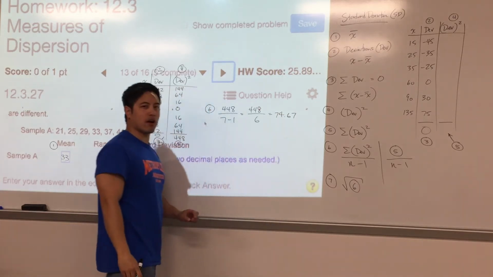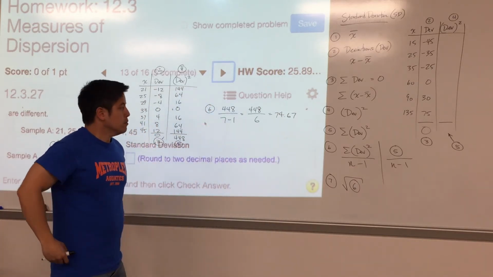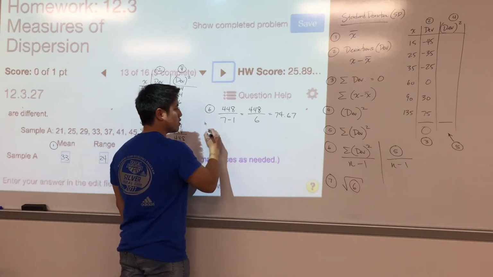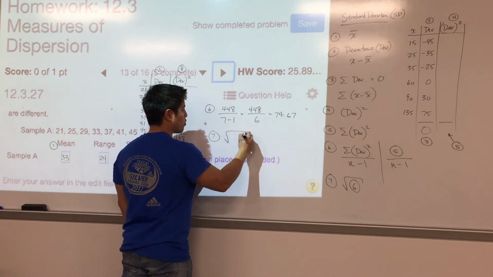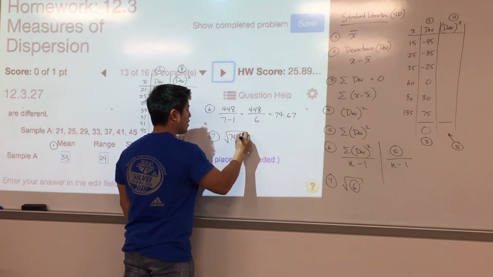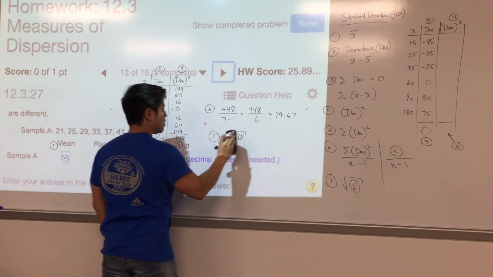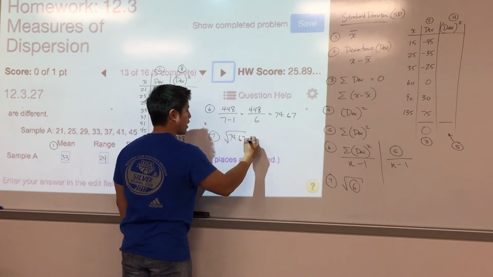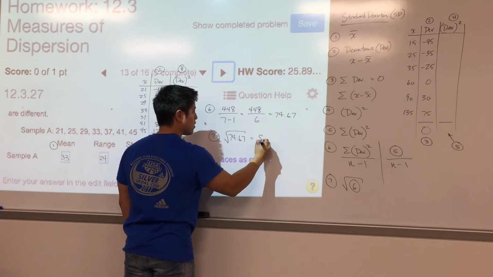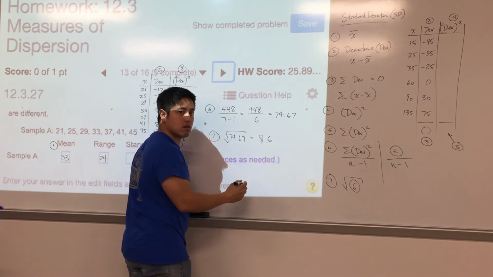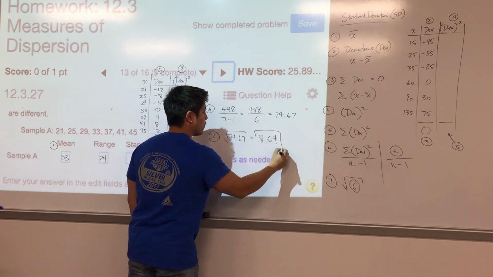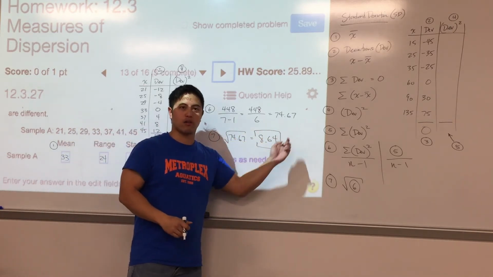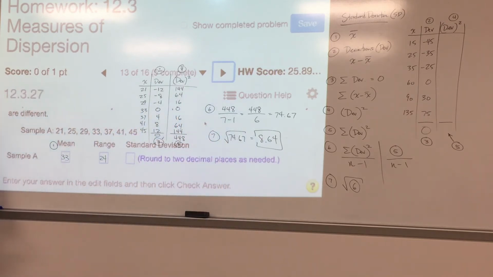74.67. Okay. Is that rounded or not? It's rounded. Okay. Perfect. And then now what do we need to do? Step 7. Take the square root of that. 74.67. What's the square root of that? 8.64. Okay. If for some reason that piece is off, we may not want to round it so early. But let's just see what they have to say.